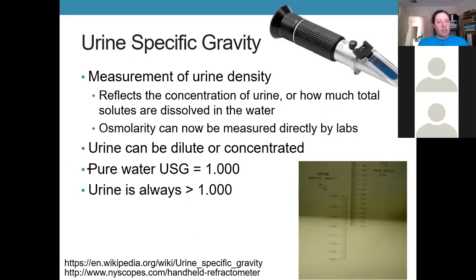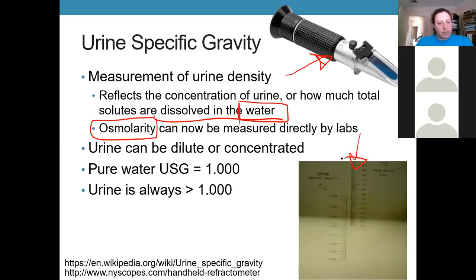All right, so USG means urine specific gravity, and it's a measurement of urine density, which sounds weird, but it basically just means how much stuff is dissolved in the urine or in the water. How much of this is water and how much of this is stuff dissolved into it. It's not used as much anymore because now we just measure the thing we actually care about, which is urine osmolarity. But this is still really handy. We just use this little handheld device and you look through it and it looks like this and it tells you something.